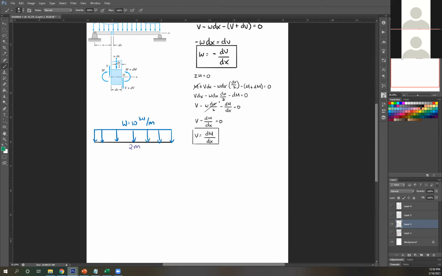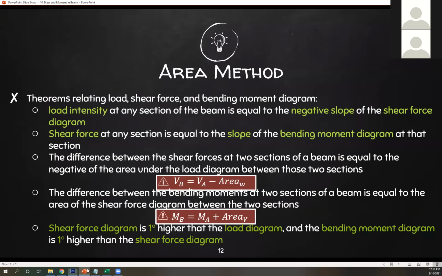So get your reactions first. Since this is uniformly distributed and since this is symmetrical, reactions are easy. Get your point load. So that's 10 times length. So 10 times 2, that's 20 divided by 2. So that is 10 kilonewton, 10 kilonewton. Okay? Right. So let's start. Let's do this one by one.